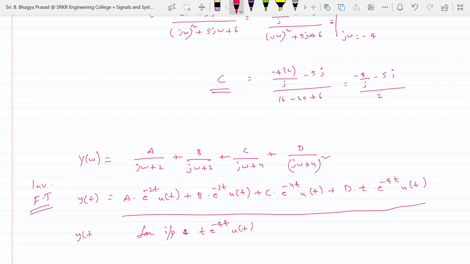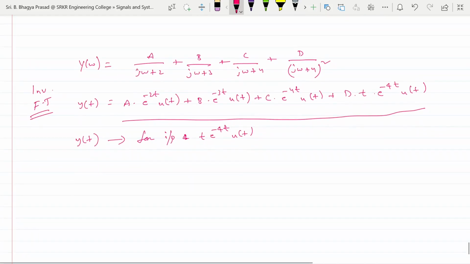t into e power minus 4t u of t. So y of t for input t into e power minus 4t u of t. So like this we have to perform or apply the Fourier transform properties to get the impulse response or response for any input like this. Okay, so here you can remember one important property, that is differentiation in frequency domain.